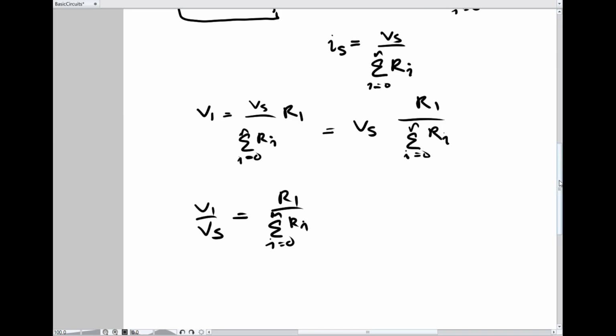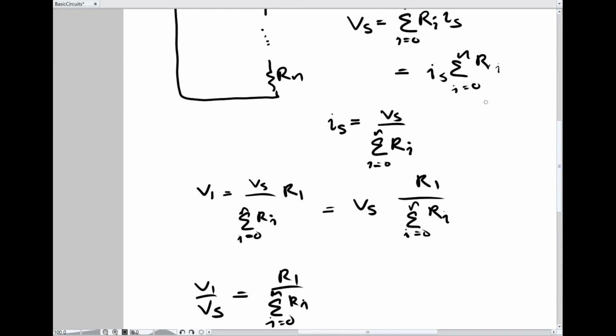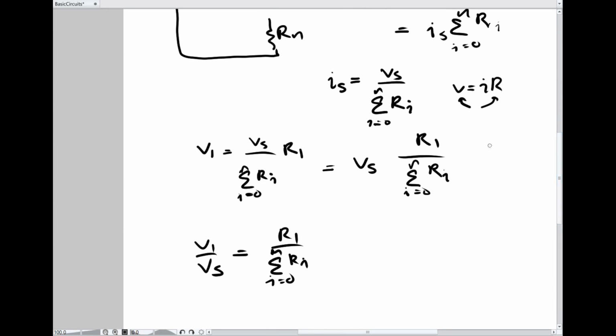As you can see, because voltage and resistance are on opposite sides of the equation, voltage goes like resistance. So the voltage across an individual resistor over the total voltage is the resistance of that individual resistor over the total resistance. So the ratio of voltages is the ratio of the resistances. And this is called voltage division. So we have a name for this formula. We call it the voltage division formula.